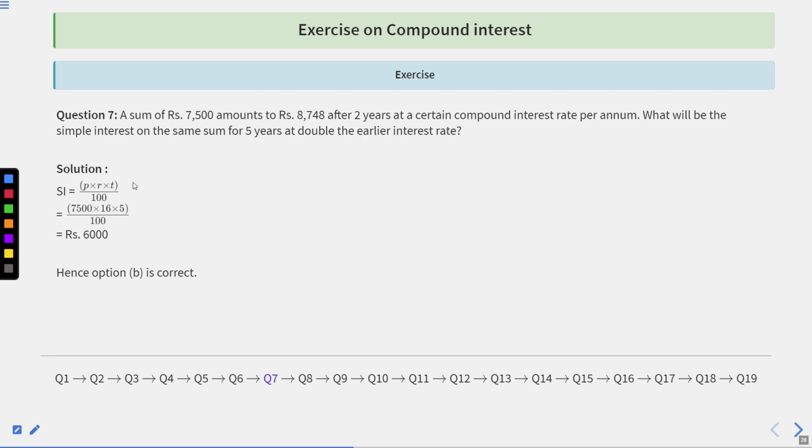So the simple interest is given by principal into rate into time. We know the formula. So it will be 7500, that is principal, into rate 16 into time, that is 5. It will be divided by 100, so it will be 6000 rupees. So the correct option here is option B.